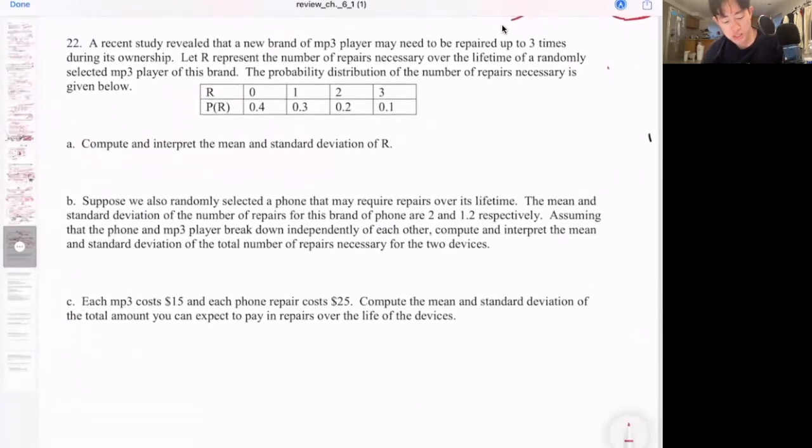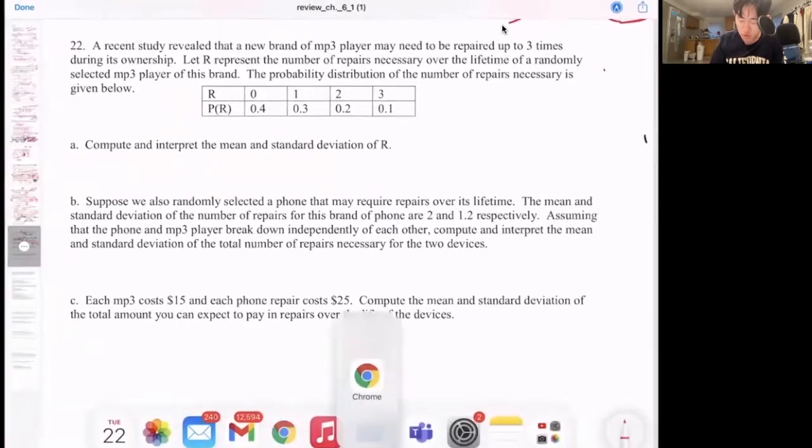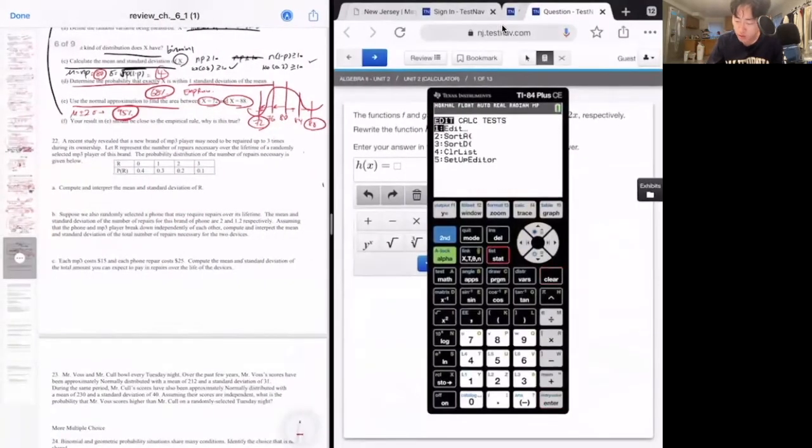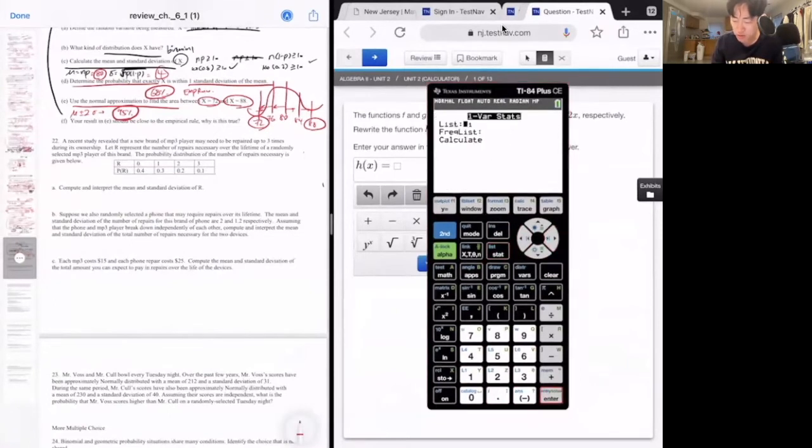Number 22, a recent study revealed that a brand new MP3 player may be repaired up to 3 times during its ownership. We have a probability distribution with the random variable R: 0, 1, 2, and 3. Compute and interpret the mean and the standard deviation of R. Please use the calculator. We're going to clear this list and that list. It's just really worthless values that we had from before. 0.4, 0.3, 0.2, 0.1.